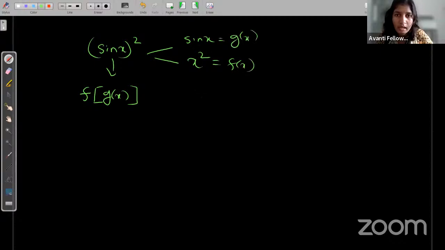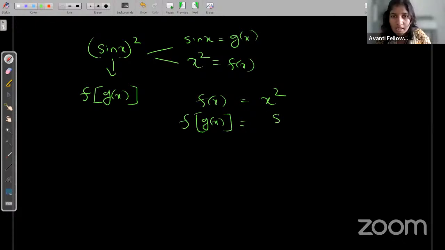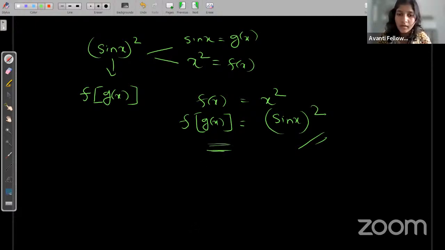Now, f of x is equal to x squared, right? In the place of x, we have g of x. Just replace x with g of x. So f of g of x will be sin x whole square. Correct? So this is how we represent a composite function. Is it clear to you all what a composite function is? Composite functions are functions within a function. They are a combination of two or more functions. So to differentiate a composite function, we make use of the chain rule. Now let's see how we do it.